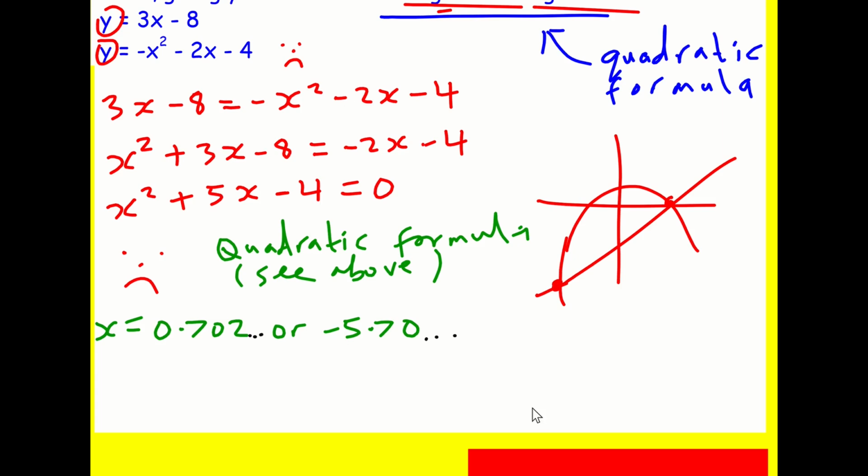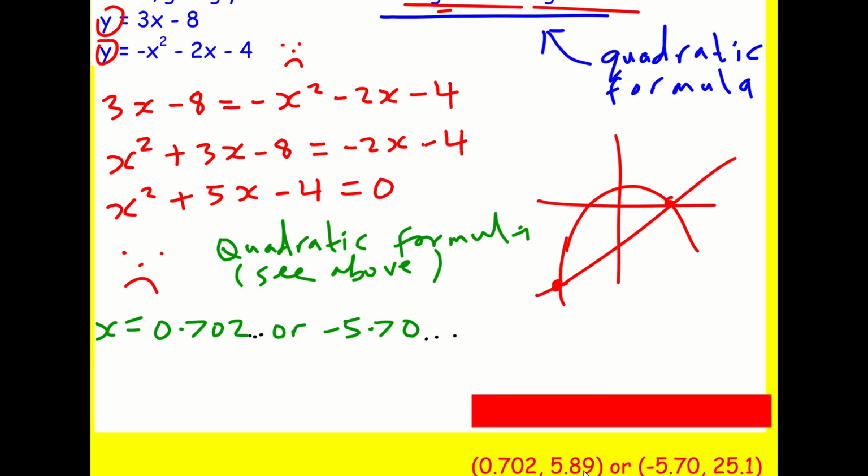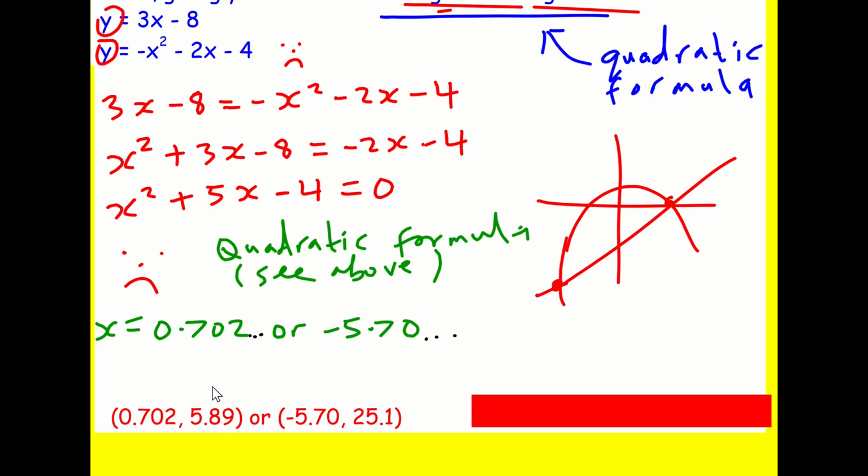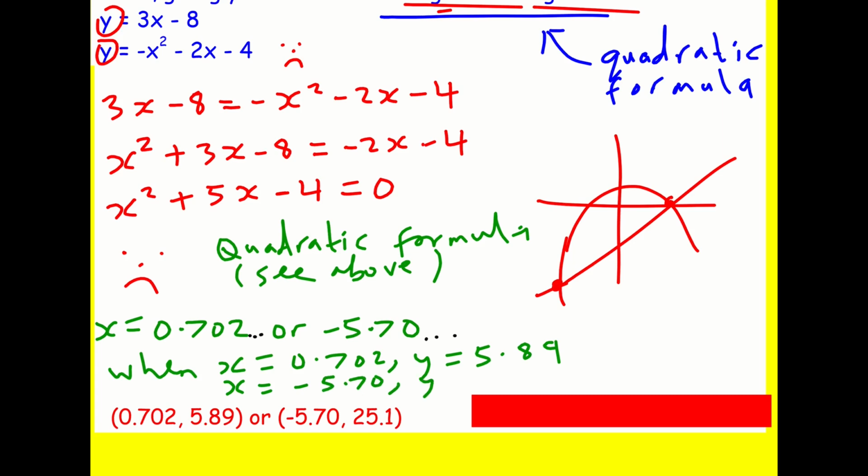But once I've done that, I can just substitute it in, and this is what you get as your final answer. So I'm writing it as coordinates here as well. Actually, it does say just solve the equations. It doesn't say find the coordinates of intersection. Actually, this is how I should write it. I should write when x equals 0.702, y equals 5.89. When x equals minus 5.70, y equals 25.1. And those would be the points of intersection that I actually get.